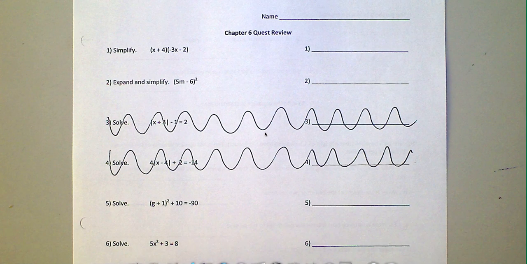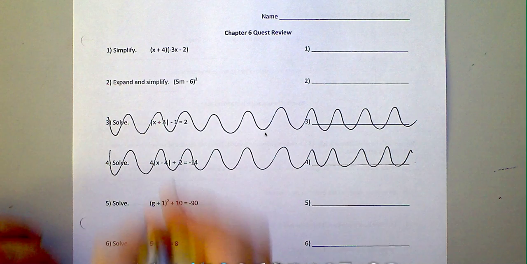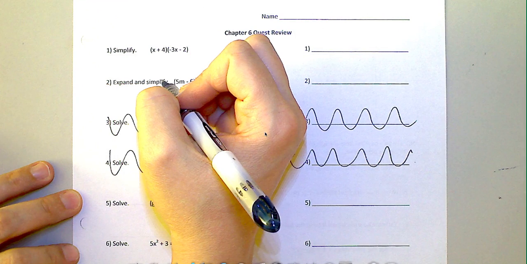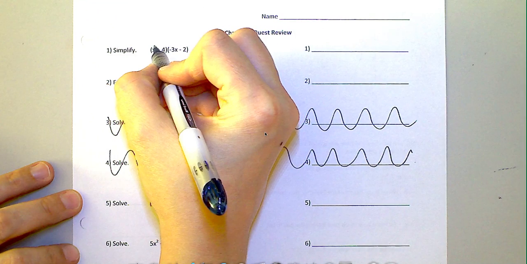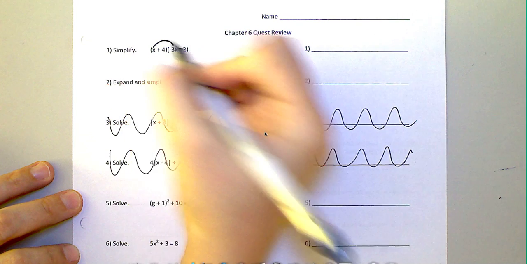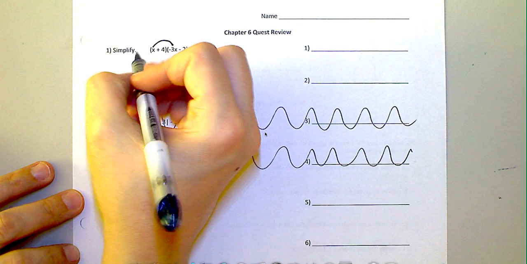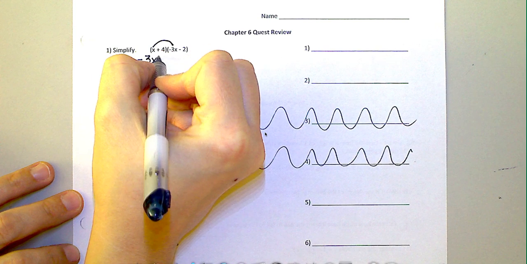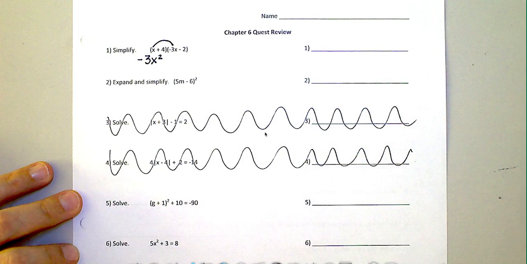The first one just says to simplify, which means that you just want to multiply it out and combine anything that you can. And when I say multiply it out, I'm referring to using the FOIL method to multiply. And remember, FOIL is really just the distributive property done twice in a row. So here I would take x times negative 3x. That gives me negative 3x squared. Just remember, anytime you're doing an x times an x, you end up with an x squared.